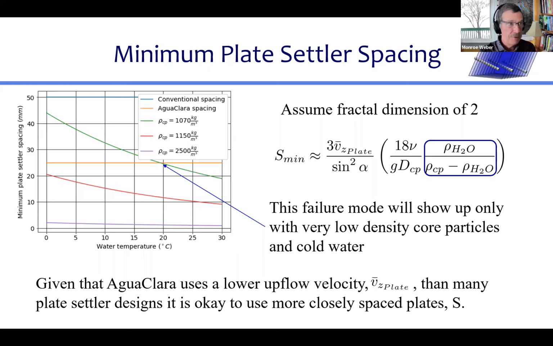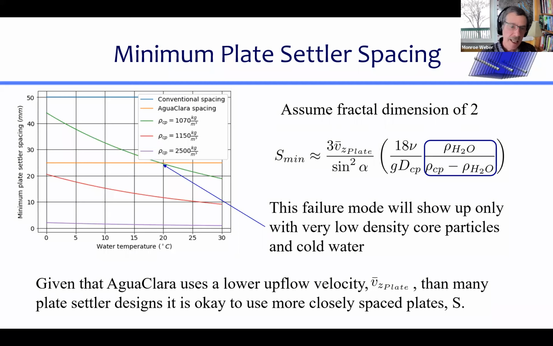We know that if you have flocs that are made primarily out of dissolved organic matter, that they are super challenging to capture. And that's the reason that the density of the core particle is very close to the density of water. And so they will happily just slide up the plates, even if you do get them to land on the plates.